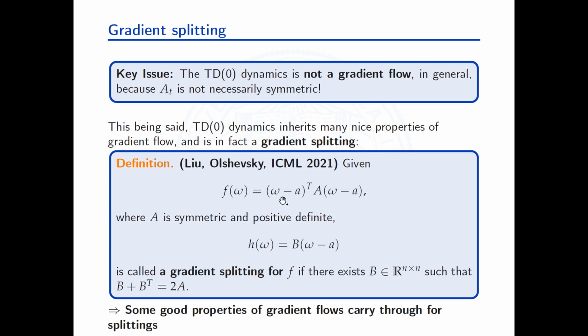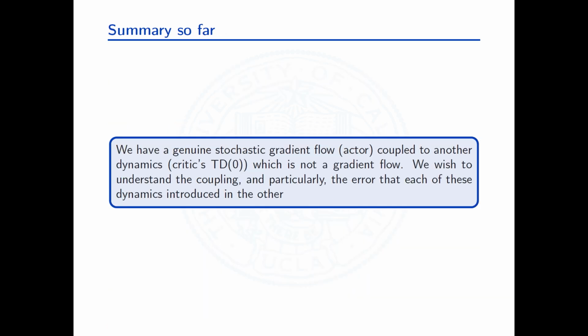What it says, in the simplest form I could write, is that even for a quadratic function with A, B symmetric, if you have a B that splits this A, and you define this function H, this function H has many of the good properties of the gradient. Some things that you care about, like a first order condition, et cetera. Much of it works for this one. And it turns out that TD has this property. It's a splitting of a gradient. It's not truly a gradient, but it's a splitting.